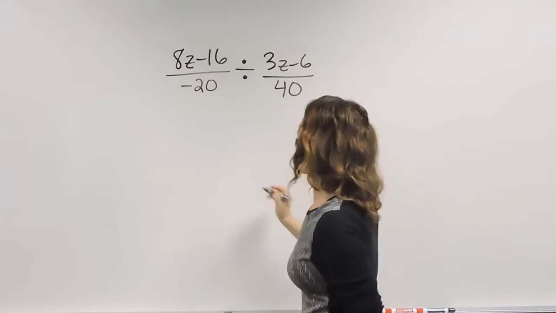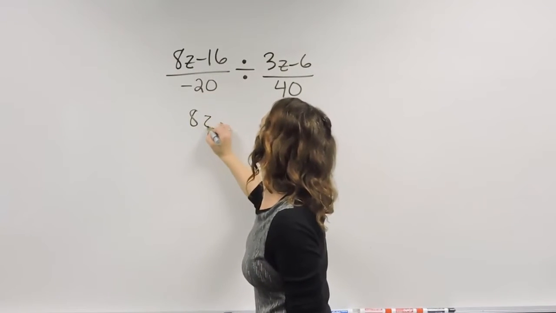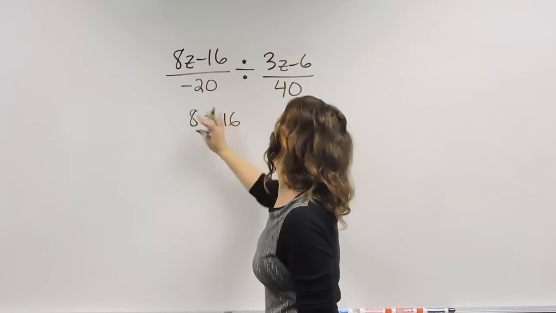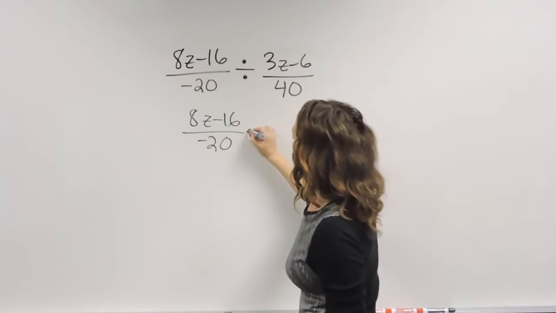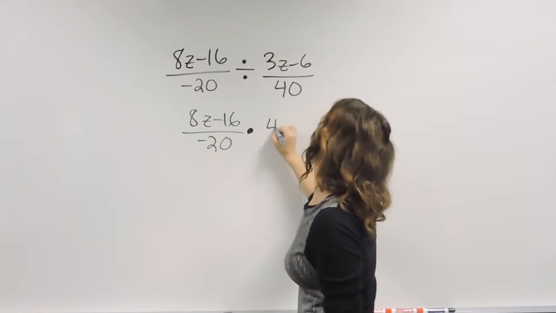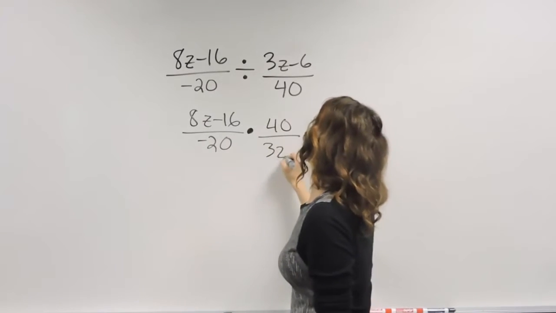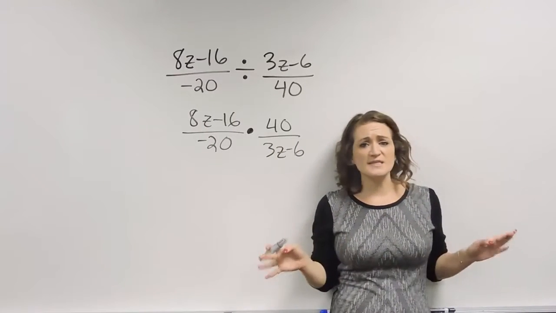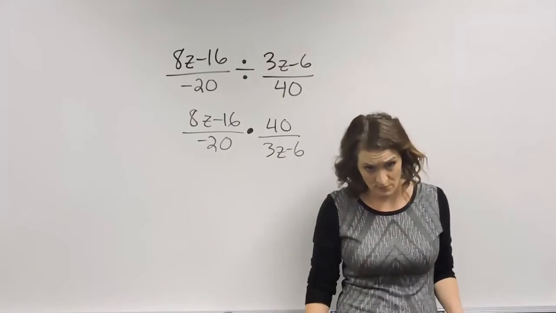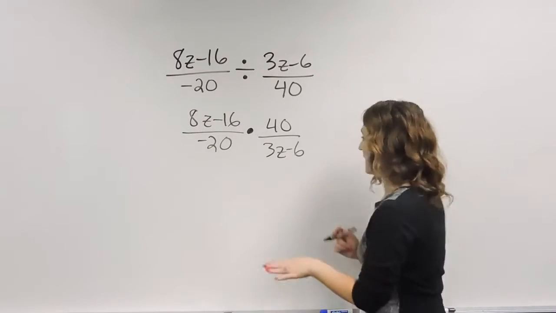All right, so in dividing this problem, I need to keep the first one. So I'm just going to drop down this first rational expression. We're going to change the division symbol to multiplication, and then we're going to flip the second one. So in using the division rule, all it does is change it to a multiplication problem. Now we need to multiply.